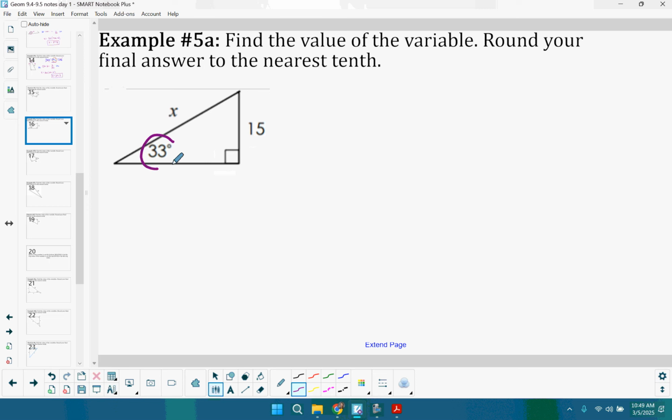Example 5, I have my 33-degree angle. This would be opposite that. This would be adjacent. Here's our hypotenuse. So we're going to use O and H, which is sine. So sine 33 equals O over H. That's going to be 15 over x.